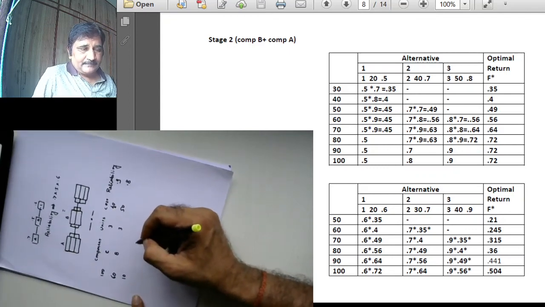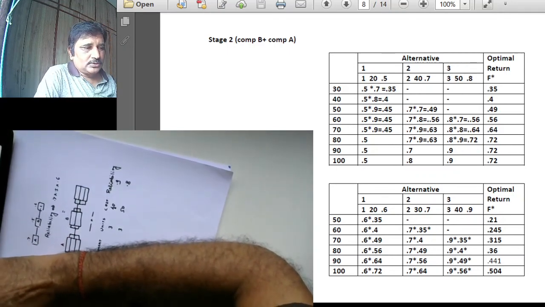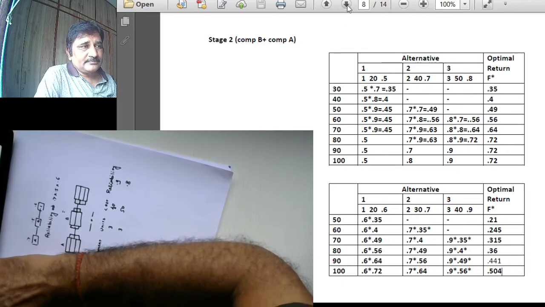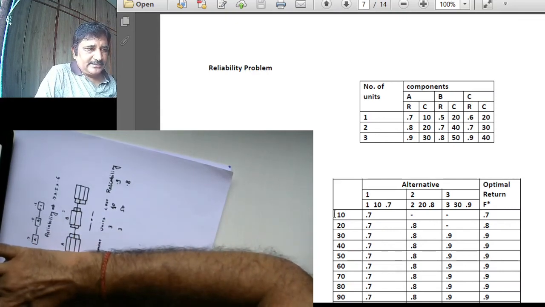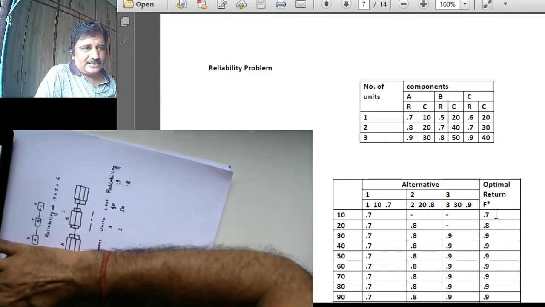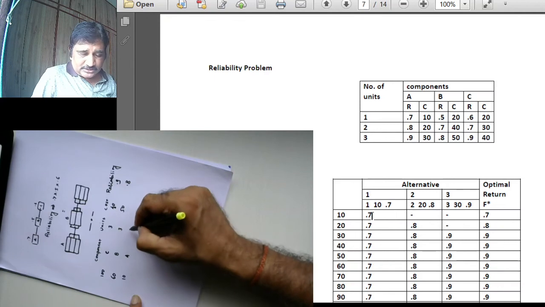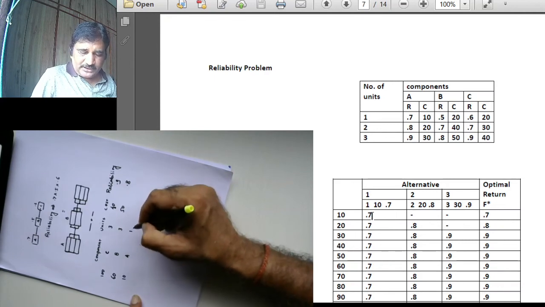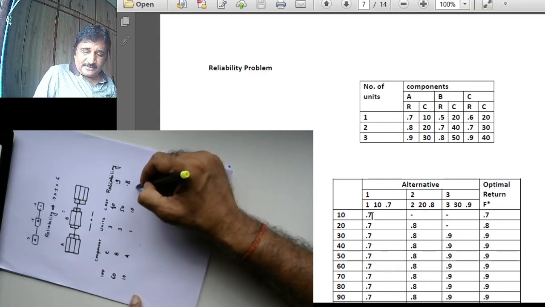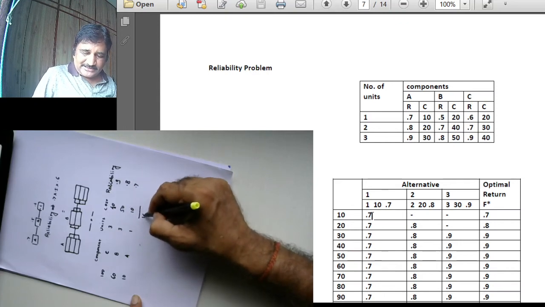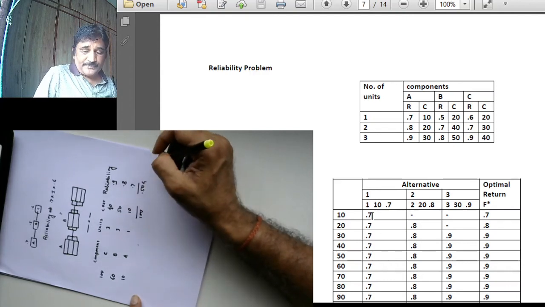I am left with 10 rupees, and with the 10 rupees I will go to what stage? The previous stage, right? So in the previous stage, you find that in 10 rupees you get the best reliability of 0.7, and that is because of the first alternative. The first alternative wants you to use only one unit in component bank A. It will cost 10 rupees and the reliability will be 0.7. So the total cost is 100, and the product is 0.504. Okay.